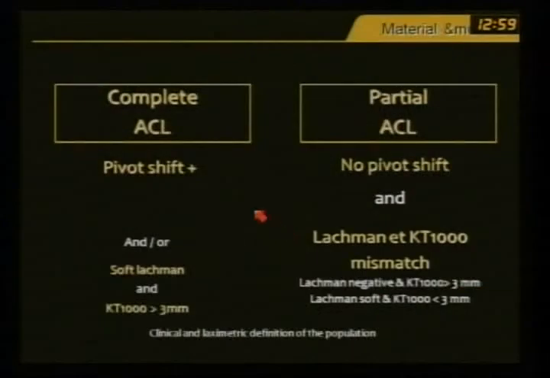So you see what the dynamic MRI does. The complete ACL was diagnosed with a positive pivot shift, a soft Lachman, KT1000 side to side more than 3 mm, and the partial tear, no pivot shift or mild pivot shift. And we always had a mismatch between the Lachman test and the laximetry evaluation.